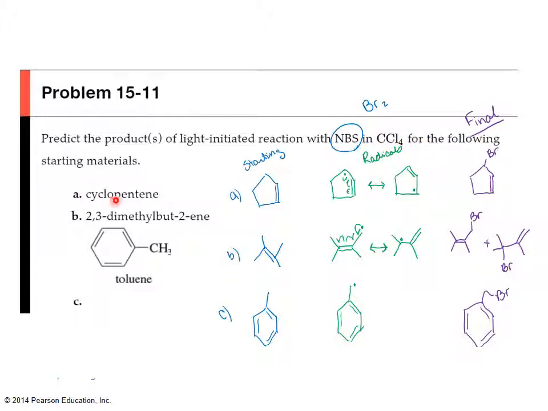The following starting materials. Okay, to begin with, cyclopentene. So here's my starting material. I have all my starting materials in blue. Then I have the radicals that are produced in green. And then I have my final product over here in purple. That's kind of how this thing is organized.